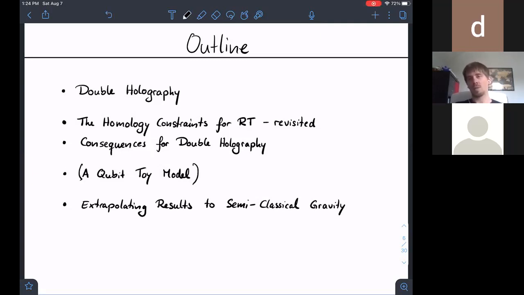And then at the end, what I want to do is take the consequences we figured out for double holography and try to extrapolate them to the relation between semi-classical gravity and quantum gravity, to essentially make the point, well, if the real world works, at least very roughly, like double holography, this is what we should expect semi-classical and quantum gravity to look like.